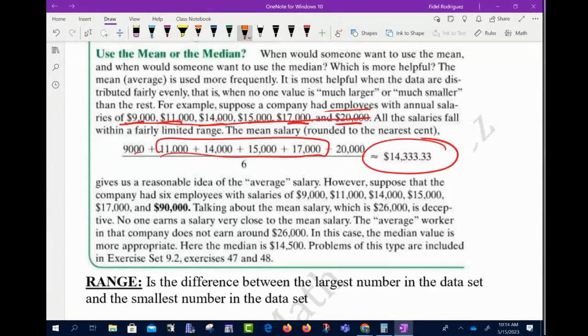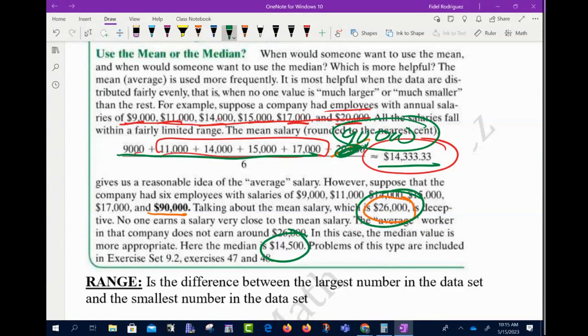But suppose the guy who was making 20,000 is now making how much? 90,000. Okay. Now, if we did the average there, look what the average would come out to. The average salary would come out to $26,000. But if you look at those numbers, they're not that close to 26,000, right? The median ends up being 14,500, which was kind of close to that original average, wasn't it?